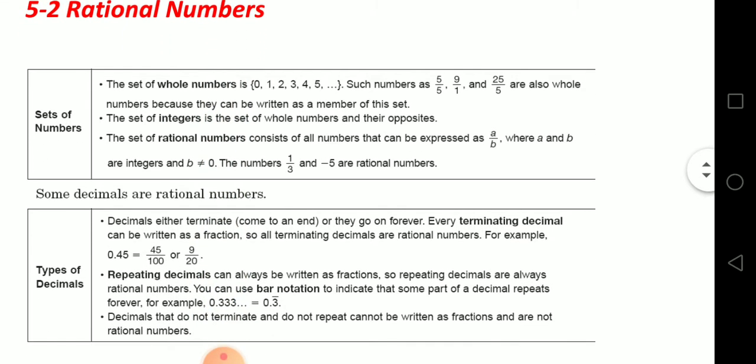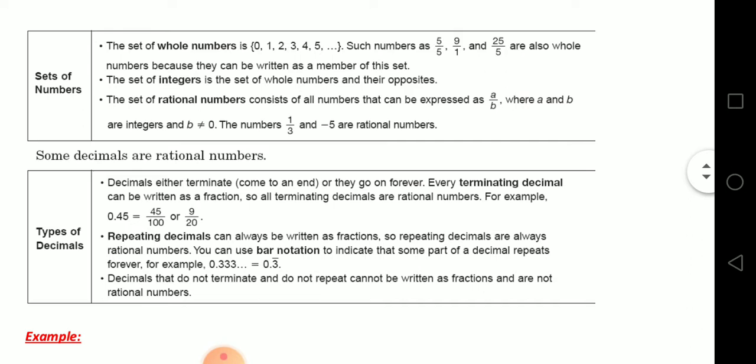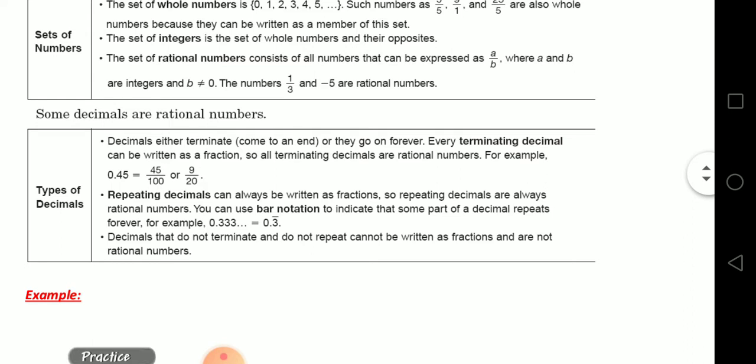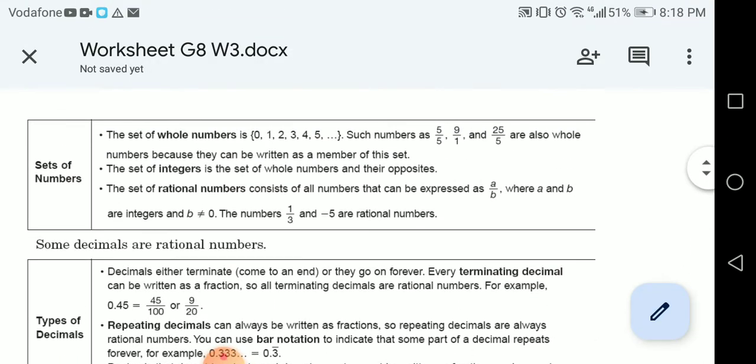What about the rational numbers? The set of whole numbers like 0, 1, 2, 3, and so on. Such numbers like 5 over 5 mean 1. 9 divided by 1 gives me 9. 25 divided by 5 gives me what? It gives me a real number, 5. These are also called whole numbers because they can be written as a member of the set. As I told you, each fraction here gives me a number.